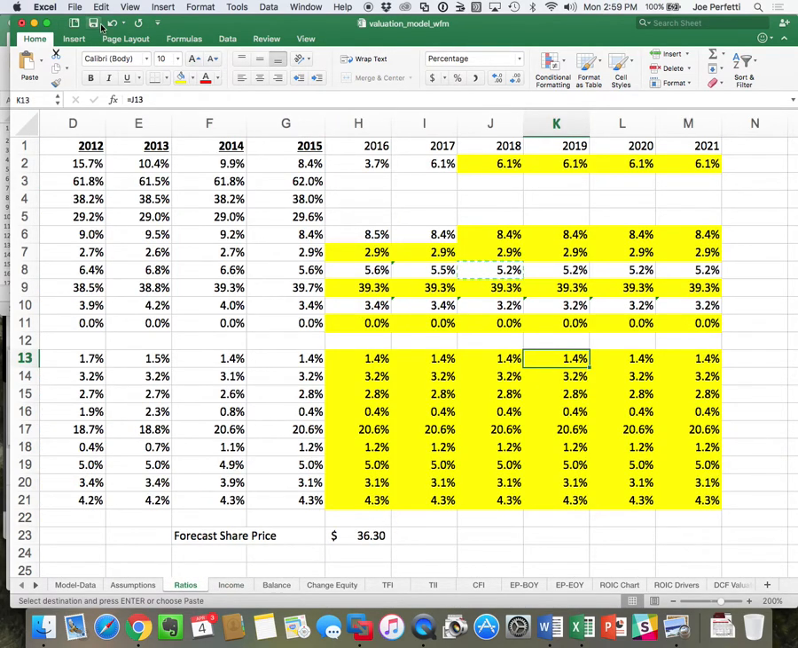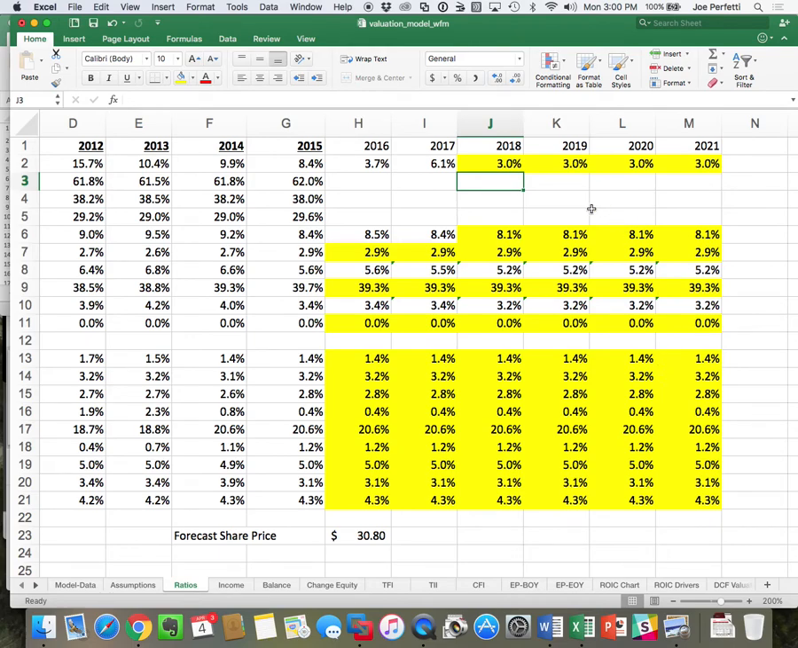To get to 5.2, I got to make this 8.1. Sorry. And can't change the white cells. And that gets me to a $34 share price. So by the way, there you go. Now I'm close.